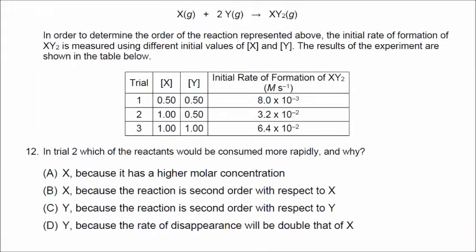In number 12, this has the potential to be a confusing question because we have lots of information. We could figure out the order with respect to X and Y and try to determine the rate law. But think about what they're really asking here. In trial 2, which of the reactants would be consumed more rapidly and why?